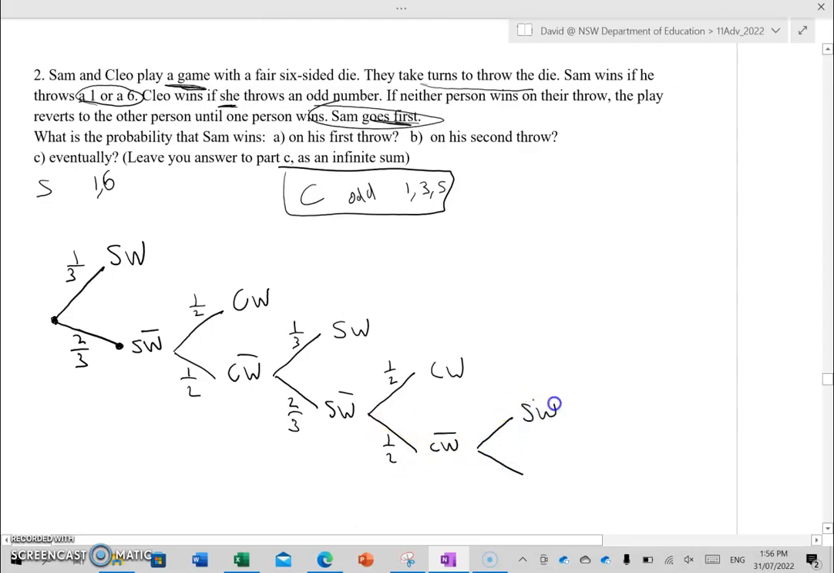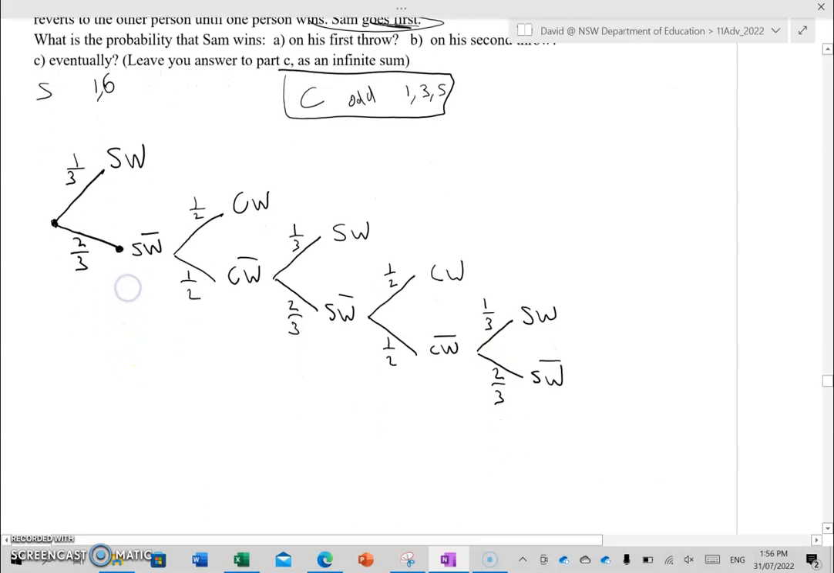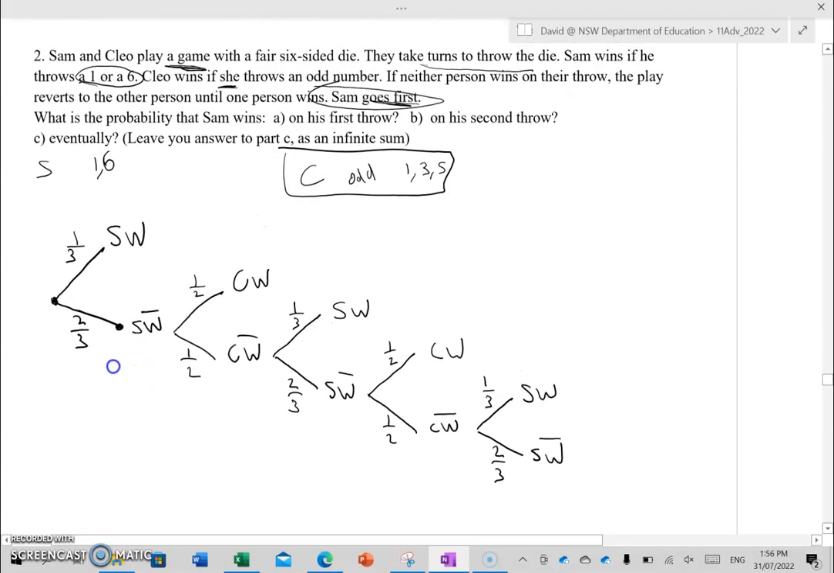And hopefully you can see that this tree diagram will actually go on forever, because there's always the chance that you're not going to win on your throw, in which case the play keeps going. But I'm going to stop it there.